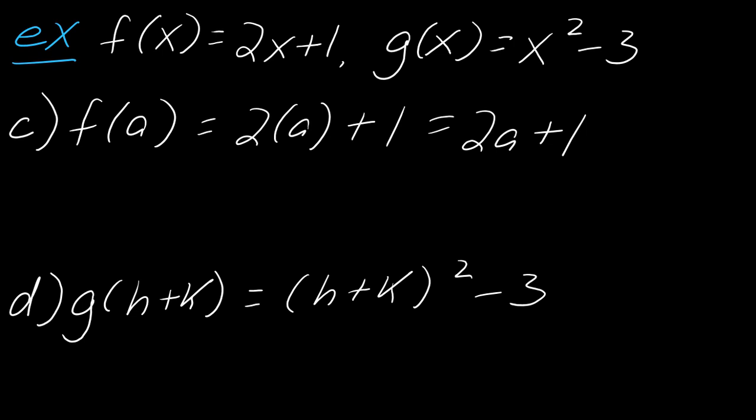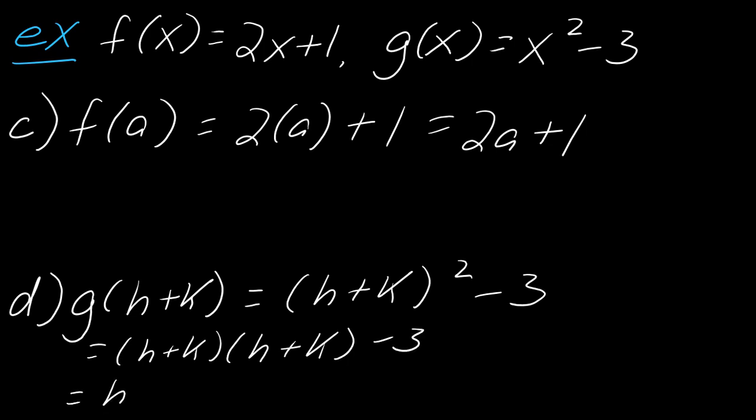Okay, so in this case, I need to FOIL this out, right? This is h plus k times h plus k. So I have h plus k times h plus k minus 3. So this becomes h squared plus 2hk plus k squared minus 3. Okay, and this is all I can do. I have no like terms, so I can't go any farther with this.